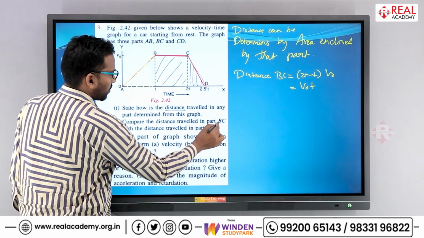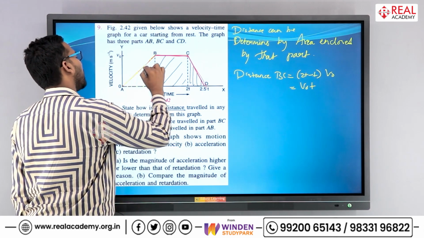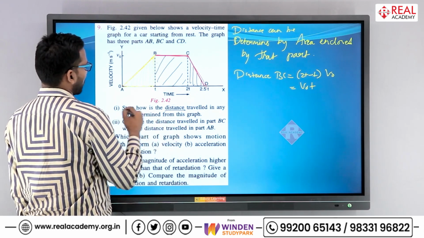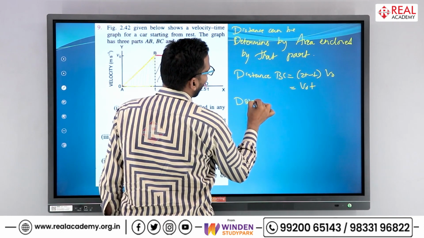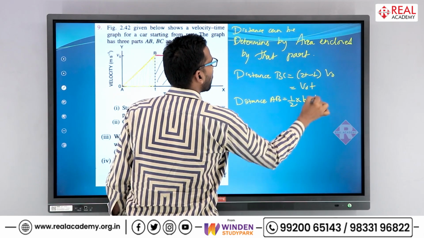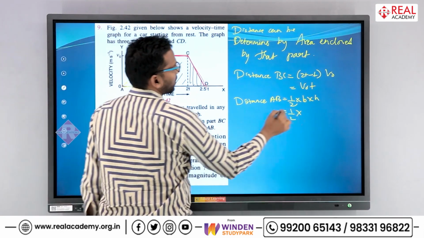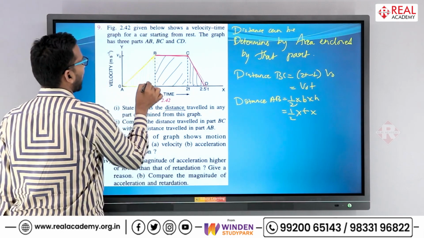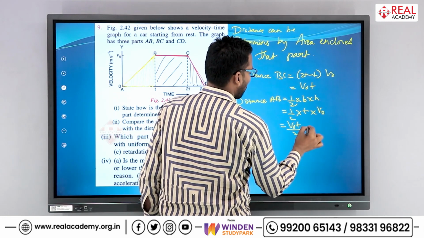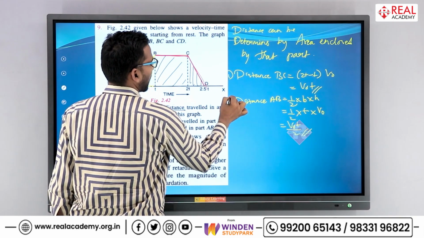Now they have asked us to compare BC with the distance travelled in AB. Okay, let us try to analyze this as well. Distance travelled in AB. This is in the form of a triangle. So distance AB is equal to half into base into height. What is base? Base is 0 to t. And what is height? Height is V naught. So this is V naught t by 2. Okay. So this one is the first question and this one is the second question.